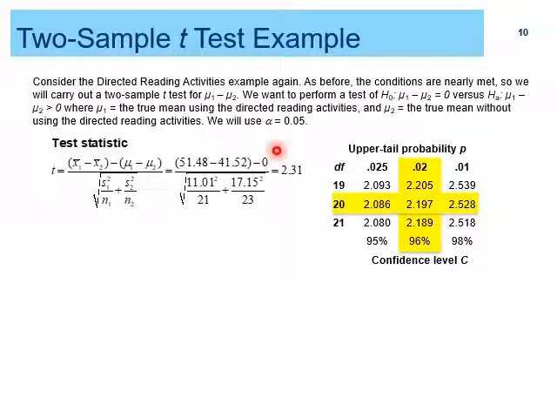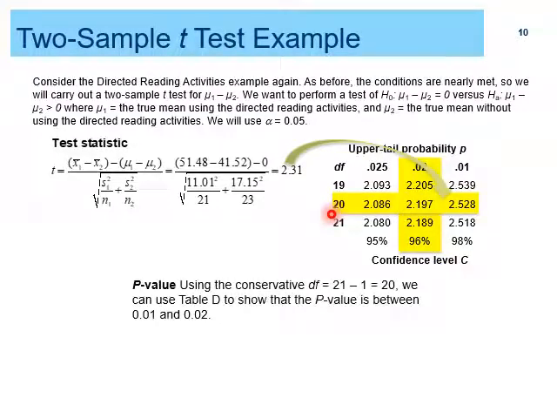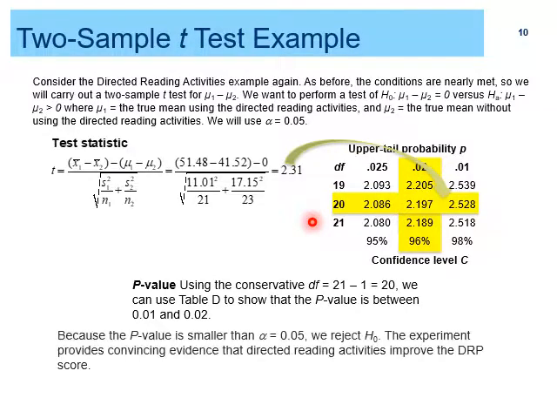In the table we can see that 2.31 is in between 2.197 and 2.528 for the degree of freedom 20. And for the p-value using the conservative DF, that is 21 minus 1, that is 20, we can use table D to show that the p-value is between 0.01 and 0.02. So because the p-value is now smaller than 0.05, we reject the null hypothesis, and the experiment provides convincing evidence that directed reading activities improve the DRP score.